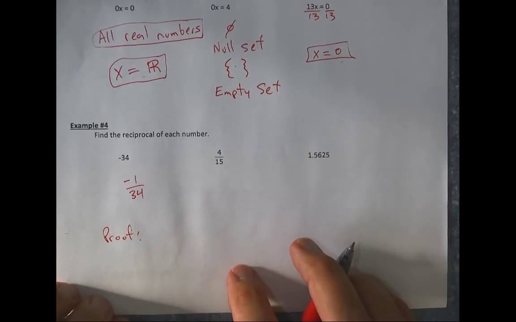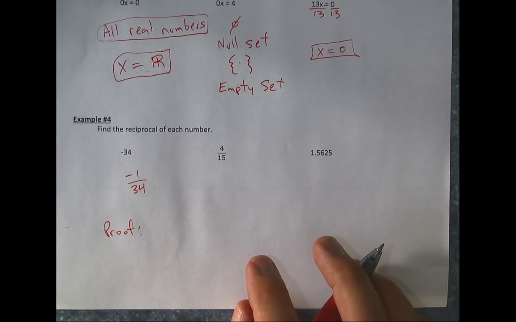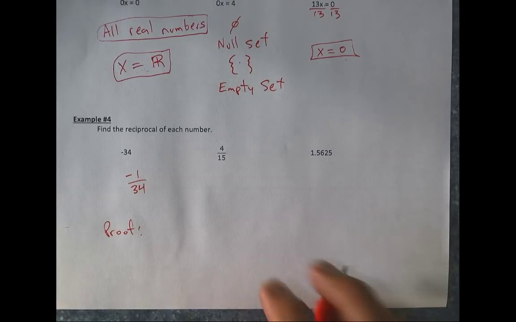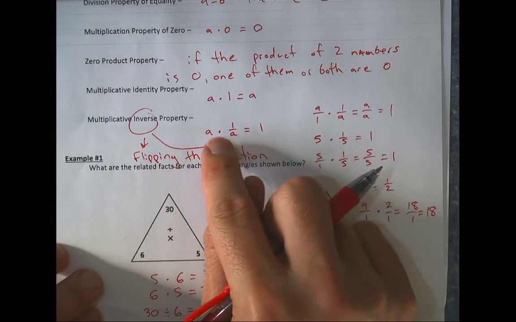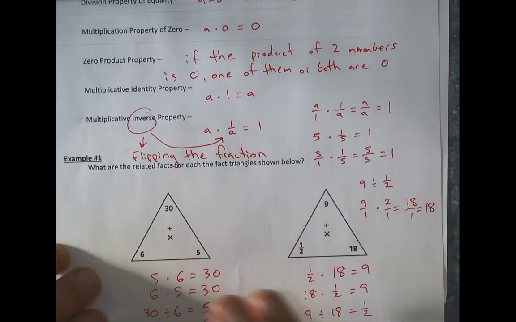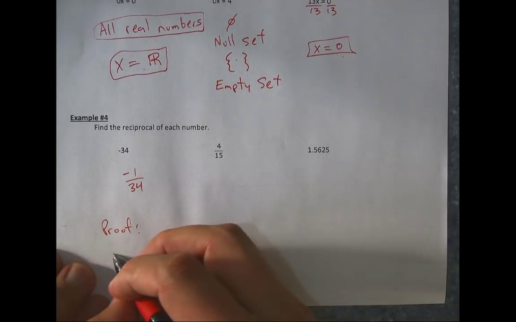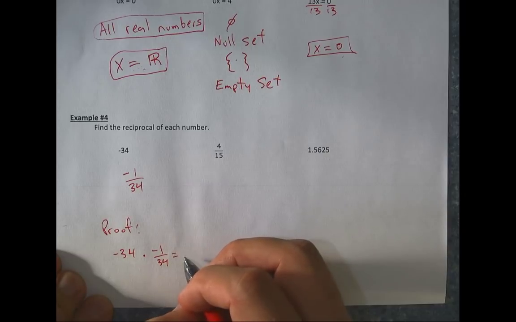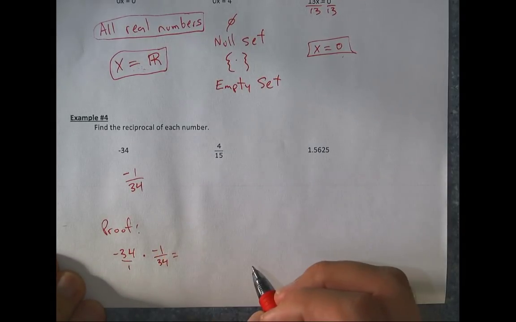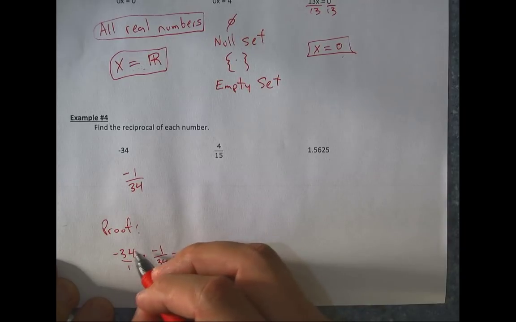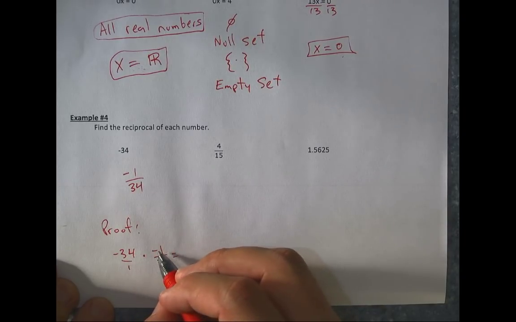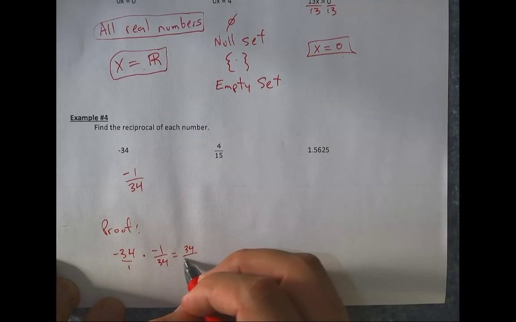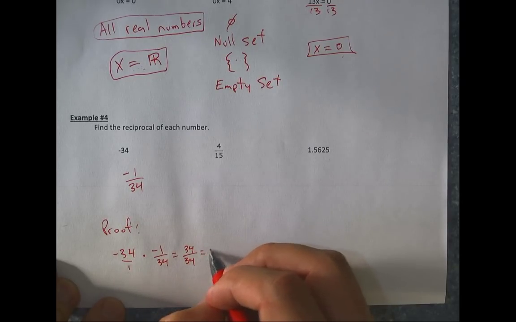We'll do a quick little proof. The proof is, if you multiply the two together, you should get 1. Okay, that goes back to our multiplicative inverse property. You multiply the number times the inverse, or the reciprocal, and you're going to get 1. So -34 times -1 over 34 has to equal 1. Well, this is really over 1. Any whole number is over 1. All right, and when you multiply across here, a negative times a negative is a positive, 34, and I get 34 on the bottom, and that equals 1.